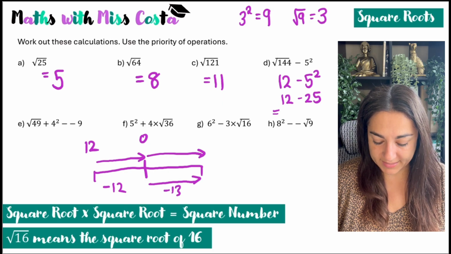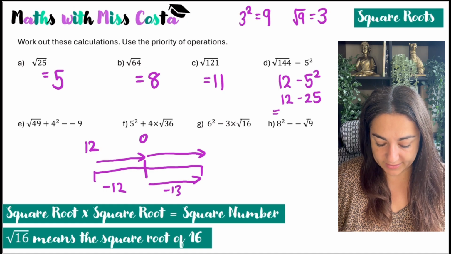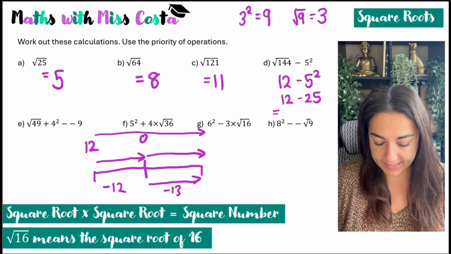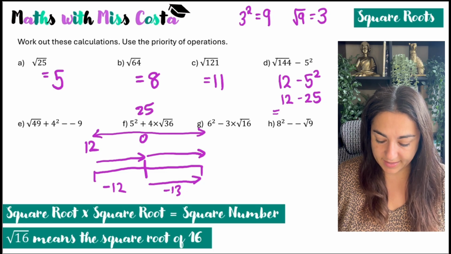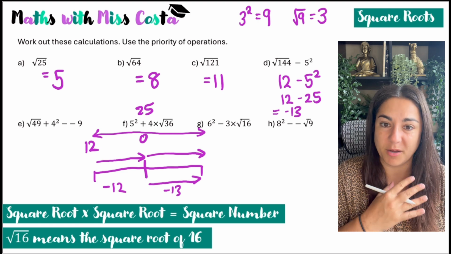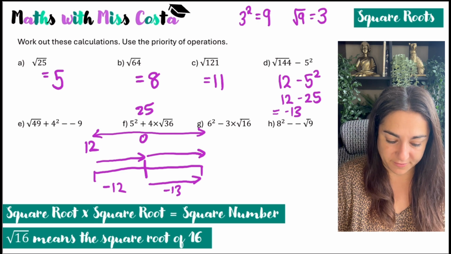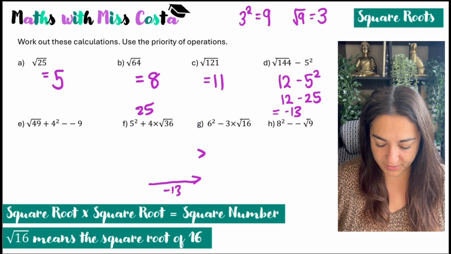So that would be another 12 plus 13 gives me 25. So minus 12 minus 13, that's a total gap of 25. So therefore 12 take away 25 is minus 13. But this is a very tricky one to come up. If it was on a non-calculator, it might come up on a calculator. But that's just one way to visualize it, and that's not the best example because it's a big number.